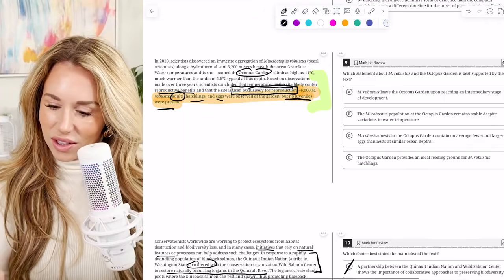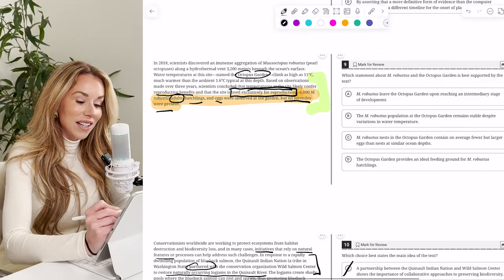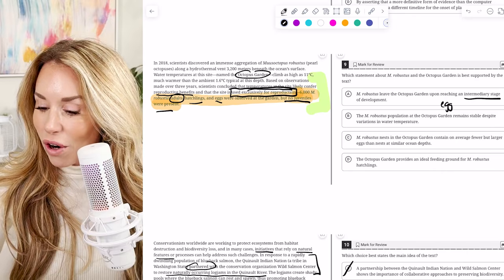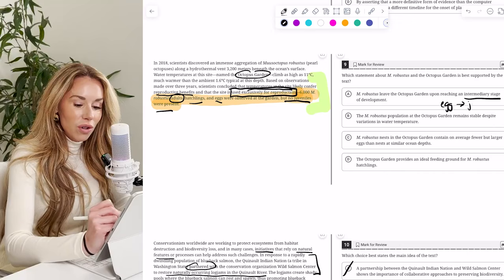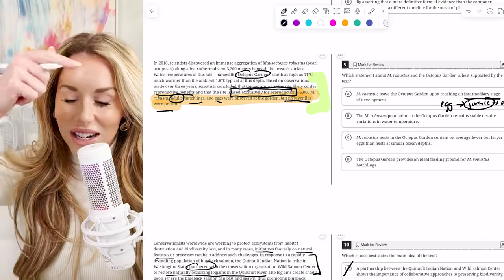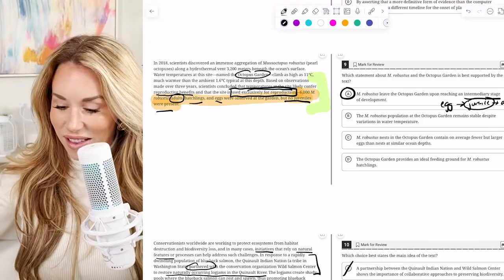Let's go through the answers. M. robustus leave the octopus garden upon reaching an intermediary stage of development. Well, that is true because if you go from egg to juvenile to adult, you are in the intermediary stage here. So the juveniles must be leaving the octopus garden and going elsewhere. I'm going to go with A. I'm not confident in that one.